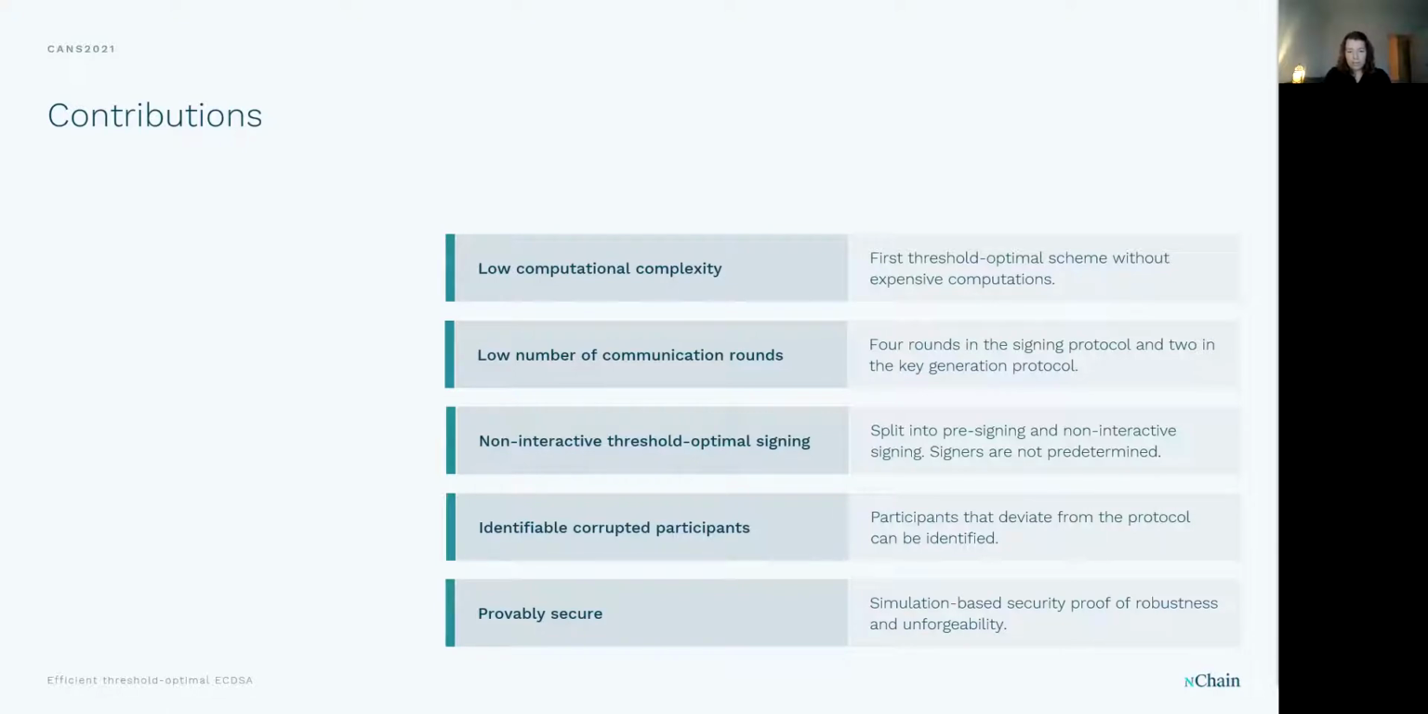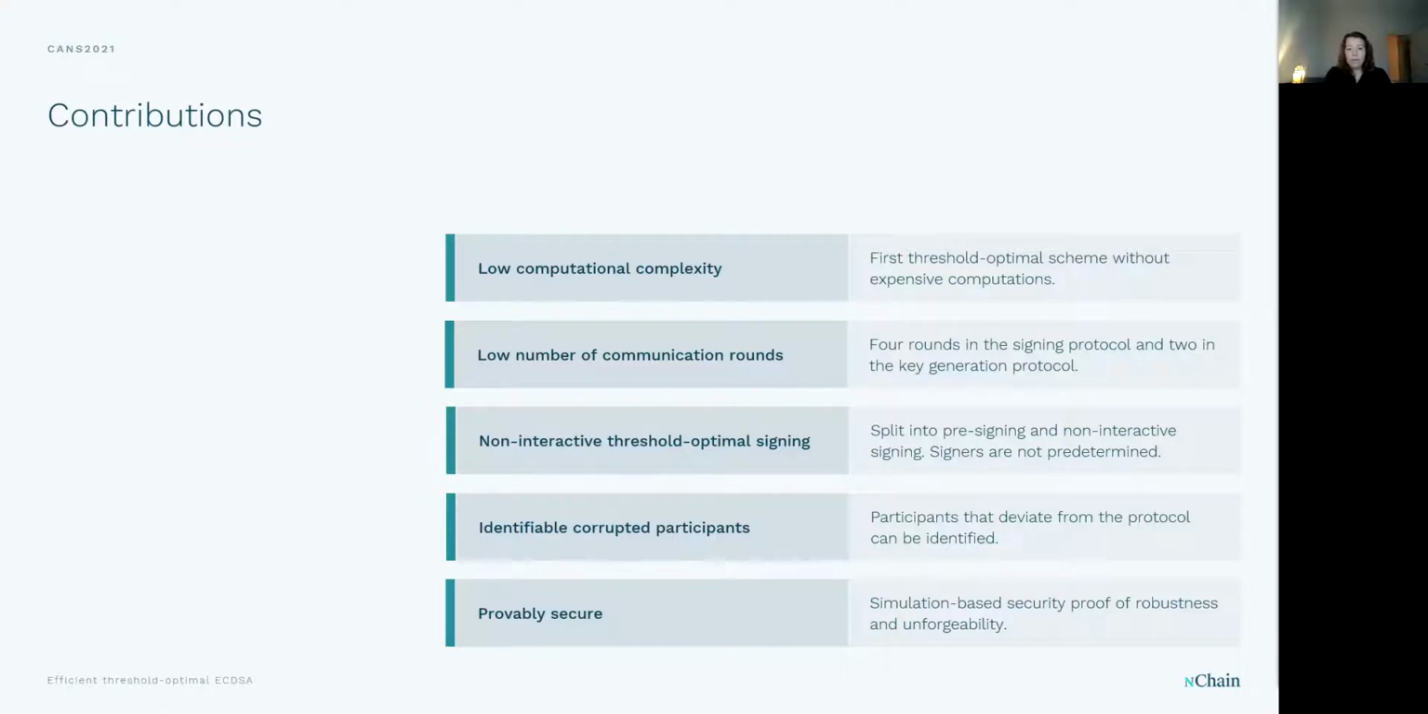Then the next thing it offers is a non-interactive threshold optimal signing round. The signing protocol is split into 2 stages. The first is pre-signing, and the second is this final non-interactive round of signing. This scheme is the first threshold optimal scheme that offers, in the final round of signing, that none of the signers are predetermined. So in the final round of signing, any of the participants in the threshold scheme are able to contribute to that signature. That means that it offers some protection against failures of a certain number of participants, and this is the first scheme that has that property.